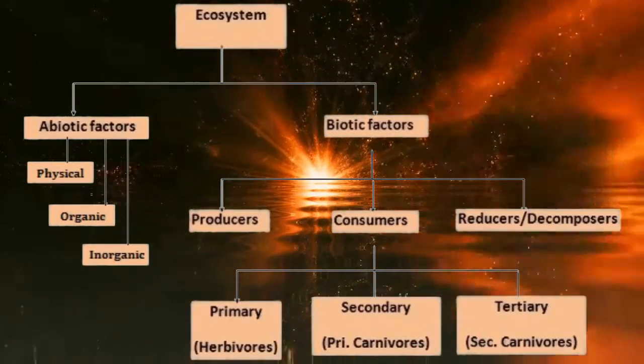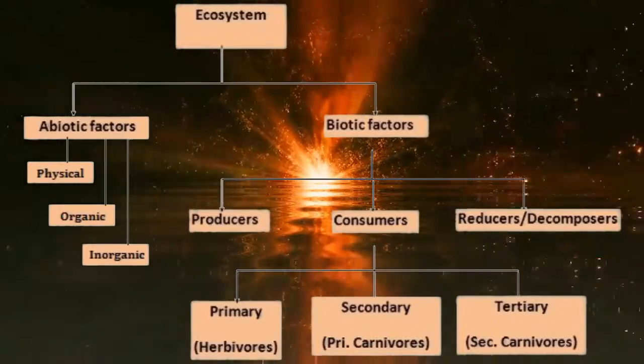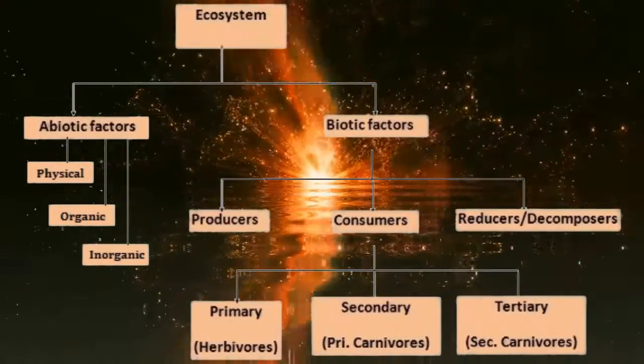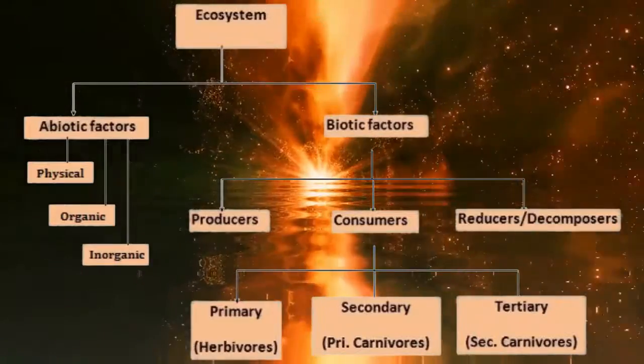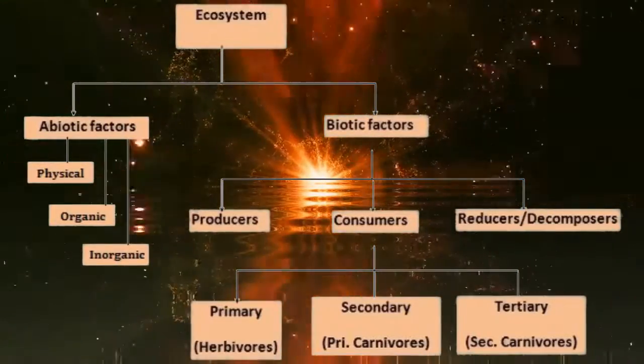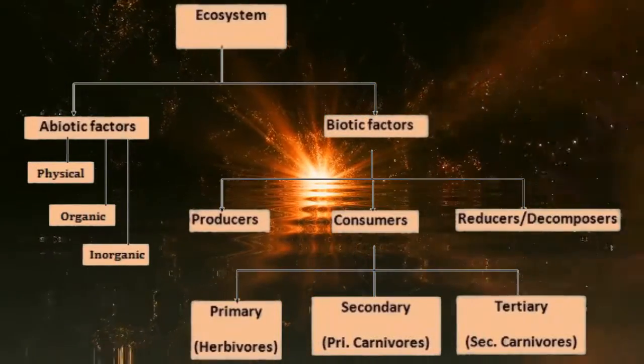Then this frog will be eaten by a snake, so the snake will be the tertiary consumer, right? Okay, so this is the primary, secondary and tertiary consumer. There is nothing but the food chain. And after this we have decomposers.